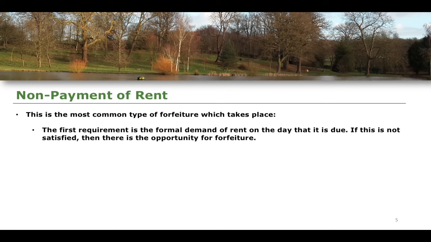Specifically then, when we think about forfeiture for non-payment of rent, this is the most common type of forfeiture which takes place, given the fact that it is the most consistent type of covenant that exists within any kind of leasehold agreement for which there can be a forfeiture and a termination of the leasehold agreement, and so as a result the non-payment of rent is the most common type. The first demand and the first requirement is the formal demand of rent on the day that it is due.